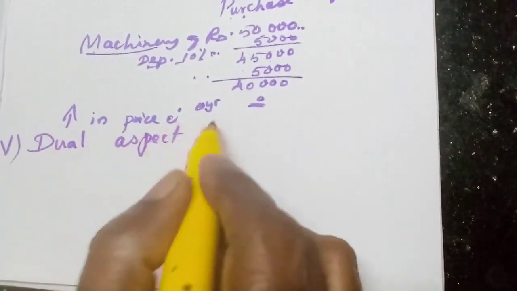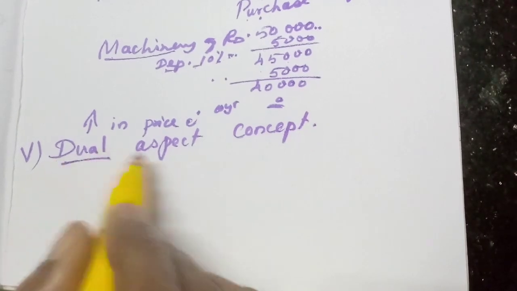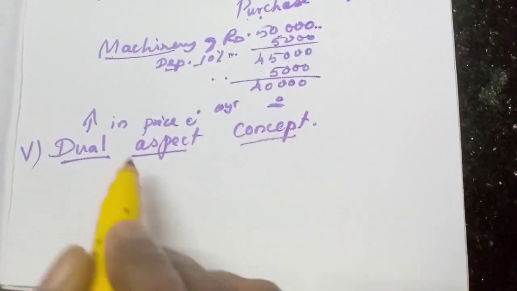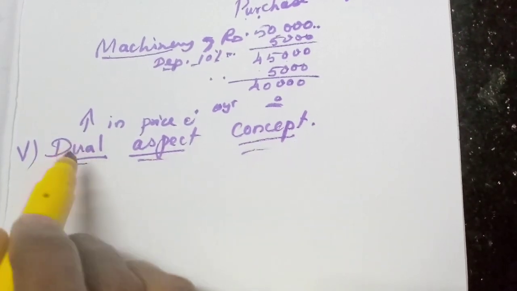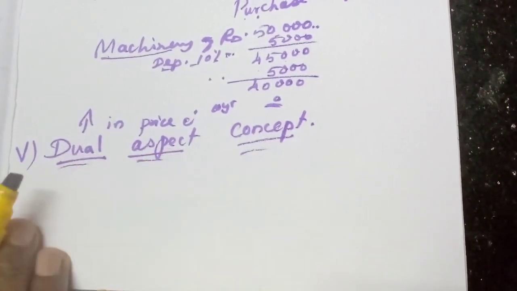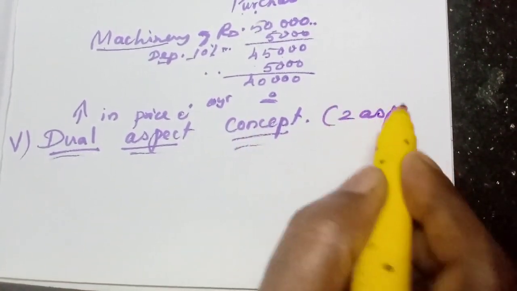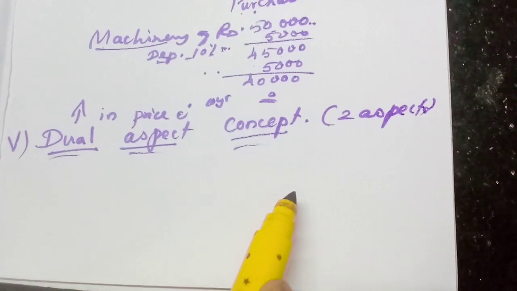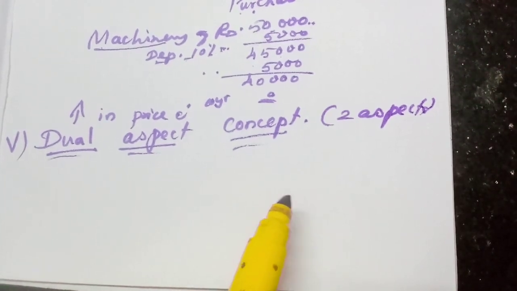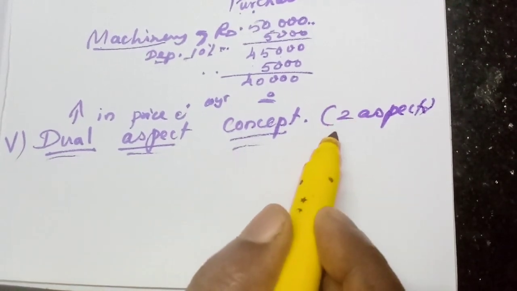Dual aspect concept. This is the basic one. Bookkeeping, double entry, everything will come under this dual aspect concept. From its word itself, we can understand what dual aspect means. Dual means two aspects. So what are the two aspects? Every transaction has two aspects.